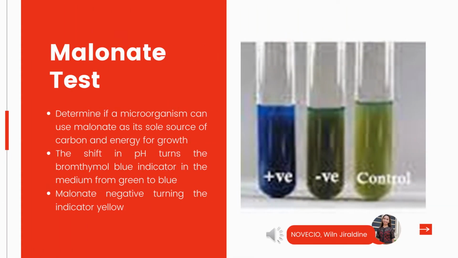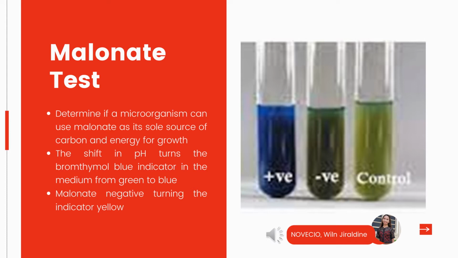An organism that simultaneously can utilize sodium malonate as its carbon source and ammonium sulfate as its nitrogen source produces an alkalinity due to the formation of sodium hydroxide. The medium used for malonate utilization test is malonate broth. It contains mineral salts, sodium malonate for carbon, and ammonium sulfate for its nitrogen source.